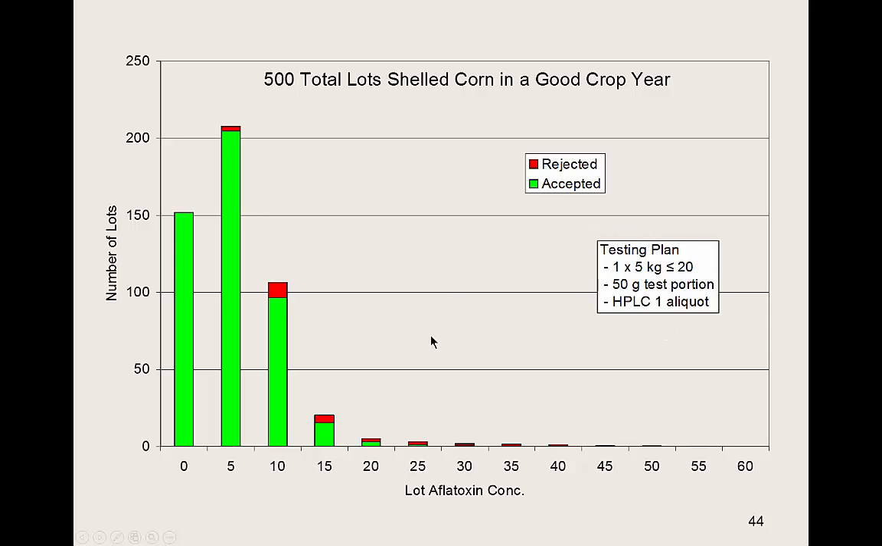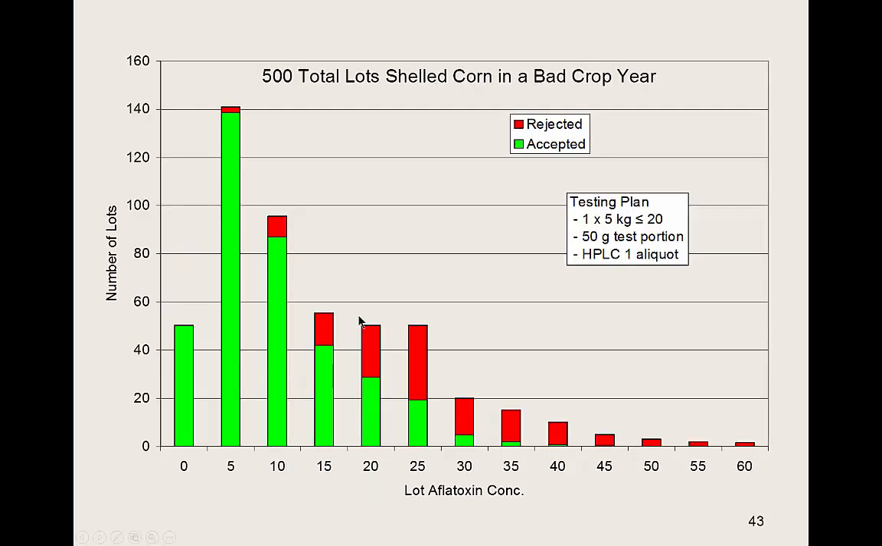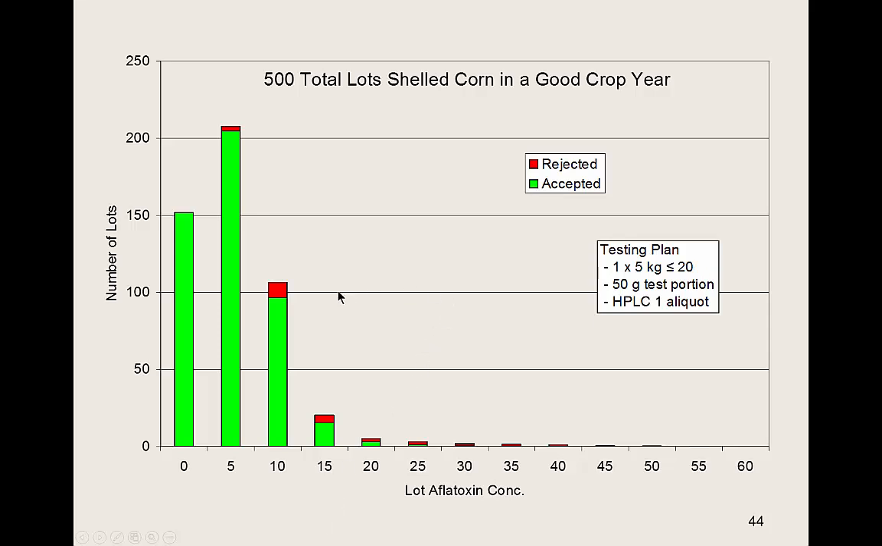Sometimes when there are a lot of rejections, like in a bad crop year, there's some thought that there's something wrong with the testing plan. Well, no, the testing plan's performing exactly as it should. There are a lot of rejects because it's a bad crop year. And by the same token, in a good crop year, there won't be many rejections, but the testing plan is still performing as it should.